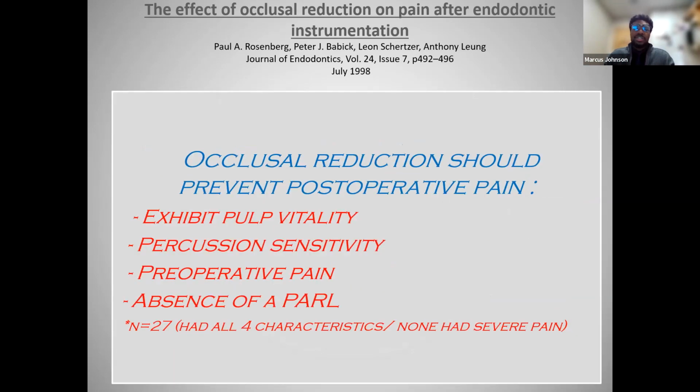In conclusion, they determined that occlusal reduction should prevent postoperative pain when a patient's tooth exhibits pulp vitality, so essentially symptomatic irreversible pulpitis, percussion sensitivity, preoperative pain, and absence of the periapical lesion. Surprisingly, a lot of us would think that the presence of a periapical lesion would indicate that you have more discomfort, but according to this study, that was not the case.